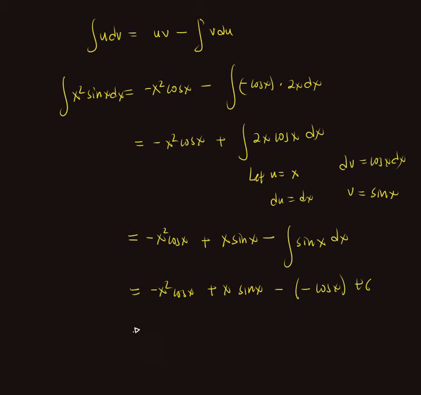The minus minus is going to be plus, so at the end we will have that this integral, which was x squared sine of x dx, is equal to minus x squared cosine of x plus x sine of x plus cosine of x plus c. Voila. Great. Okay, I'll do another one.